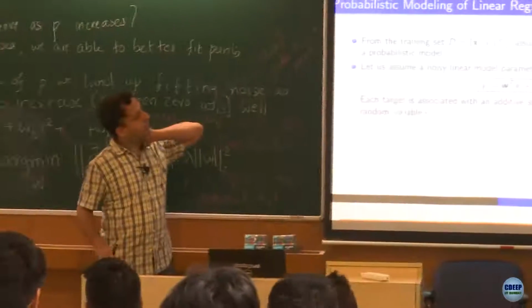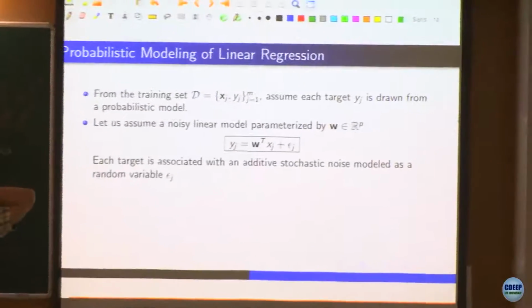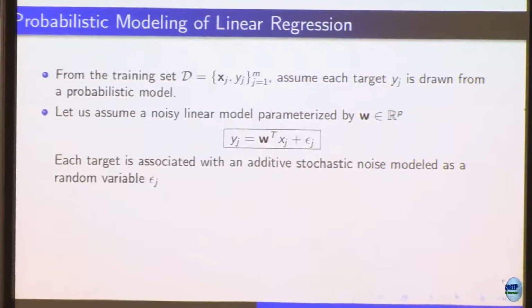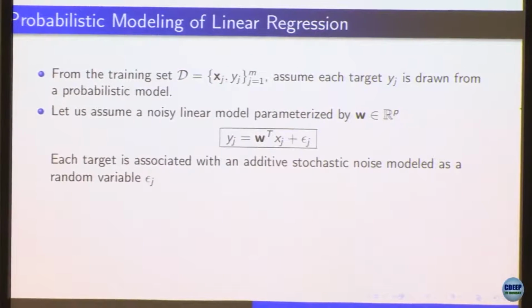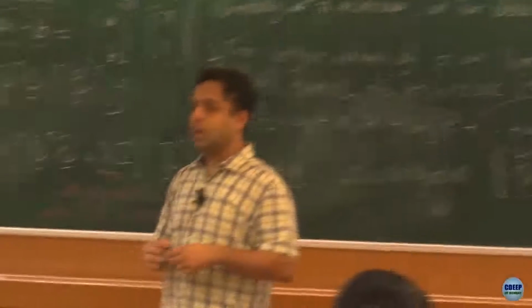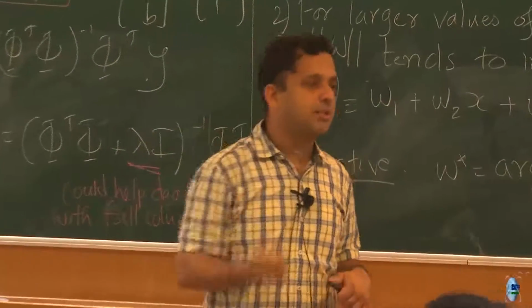Okay, so given a training data set of m points, what we are going to assume is that each target yj is drawn from a probabilistic model. So for us the entire data has come from some underlying probability distribution. I don't know the exact probability distribution, but I am going to make some assumptions about the form of the probability distribution. Right. So if you think of the form of the probability distribution as a class, you are all familiar with object oriented programming. So think of class as the form of a probability distribution, and an object as an instance of that probability distribution.